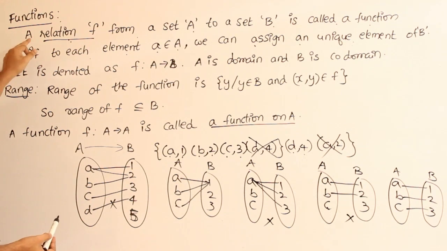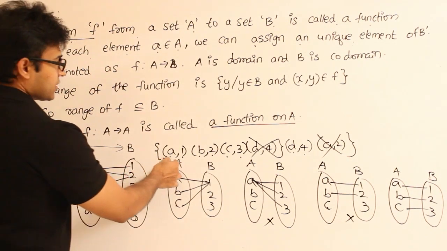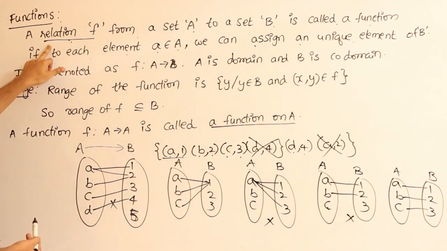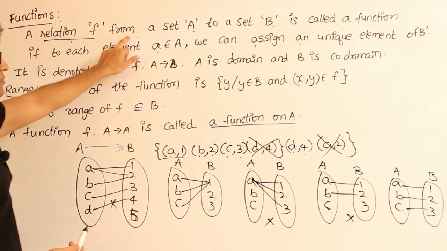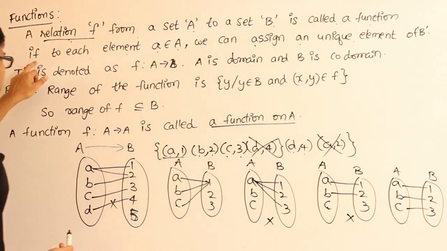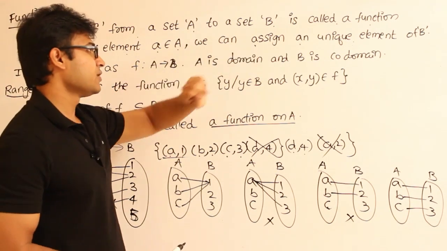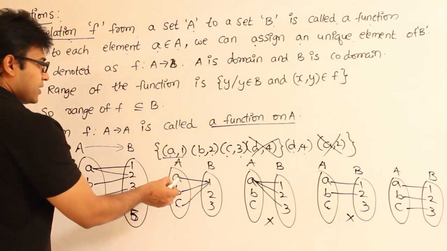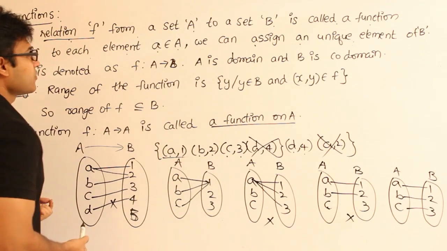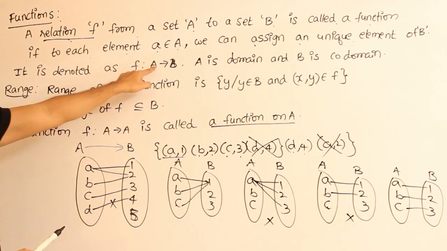Got it? See, a relation. Why? Because it is containing ordered pairs. If you see this, it is exactly looking like a relation. A relation from set A to set B is called a function if to each element a belongs to A, we can assign a unique element of B, which means for every element here we are able to assign an element from B. It is denoted as f is a function from A to B.